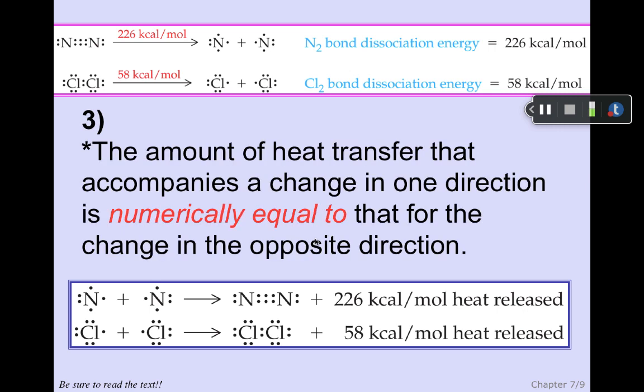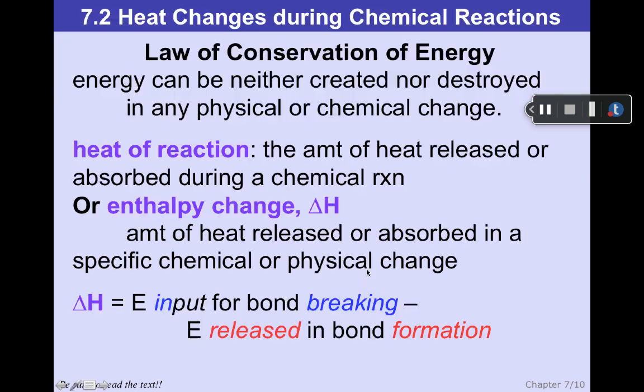Third concept to notice here is that the amount of heat transfer that accompanies a change in one direction is numerically the same as that for the change in the opposite direction. In other words, you have energy required for one and energy released for the other, but the numerical value is the same. It's going to be 226 kilocalories required to break apart nitrogen molecules into atoms, and you release the 226 kilocalories per mole when you form a nitrogen molecule.